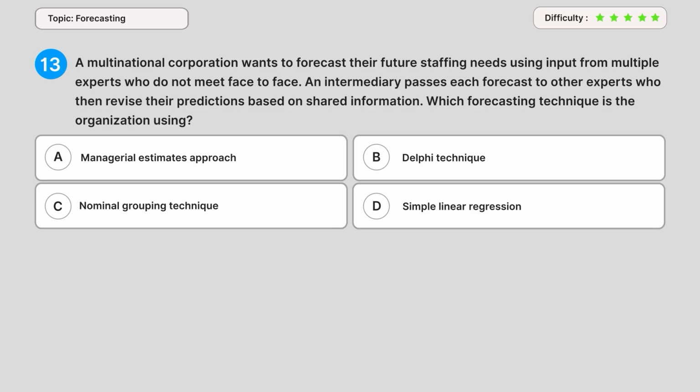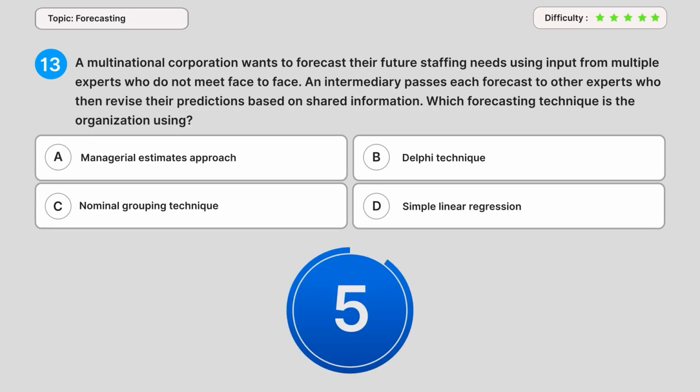A. Managerial estimates approach. B. Delphi technique. C. Nominal grouping technique. D. Simple linear regression. Can you guess the answer?